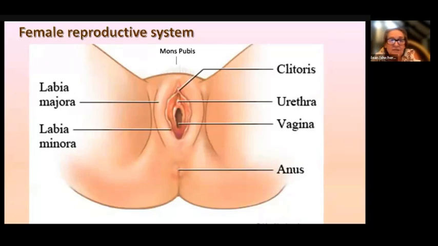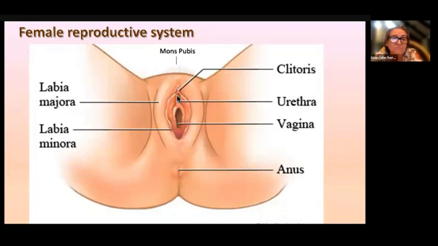Obviously, this area is highly sensitive for women, and the clitoris is really the sexual organ that needs to be stimulated for women to become sexually aroused and to reach orgasm. That can be done through vaginal penetration or direct or indirect stimulation of the clitoris. There are a lot of nerve endings in the clitoris. And clitorises can be different sizes, as can the labia. They can be different sizes.